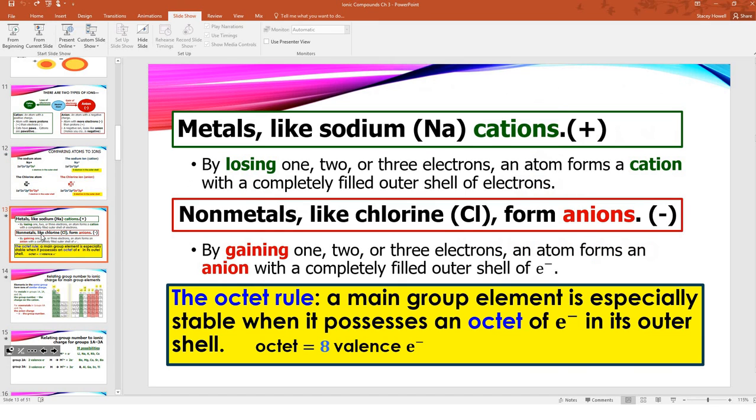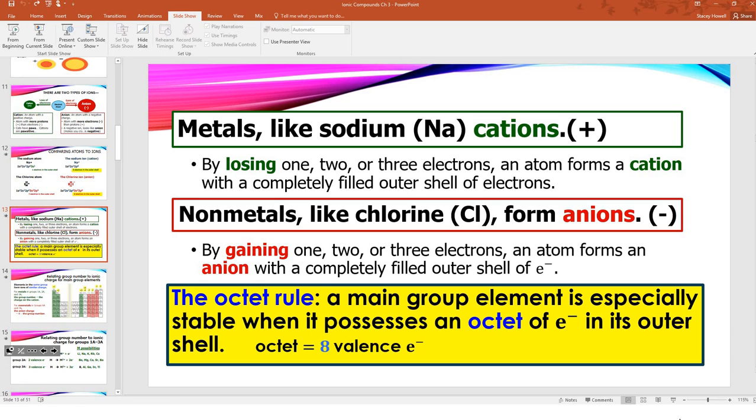So, summarizing real quickly, metals like sodium are cations, meaning that they're positive. They're positive because they lose 1, 2, 3, or 4 electrons when an atom forms a cation. Remember, cats have paws, so it's positive. Nonmetals like chlorine form anions, which are negative. So I'm gaining 1, 2, 3, or 4 electrons to form an anion with a completely filled outer shell of electrons. With that, we need to remember the octet rule.